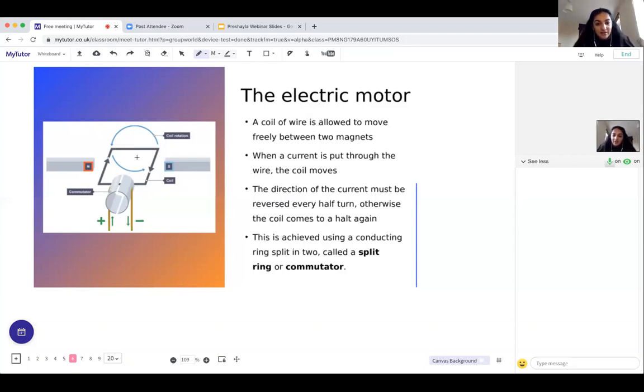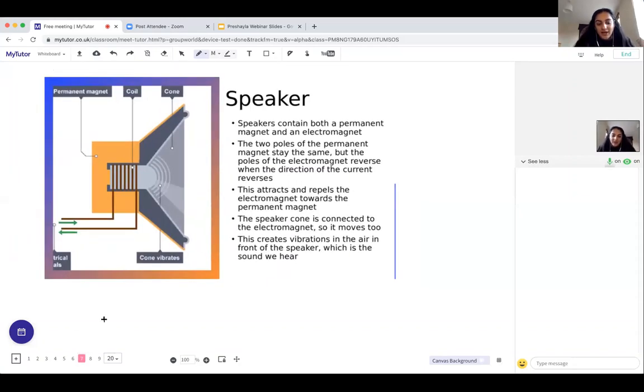Now, the direction of the current must be reversed every half turn, otherwise the coil comes to a halt again. So it flips round anti-clockwise, it gets to here, then it goes back, and it goes back, and it goes back. It never does a whole turn, okay? It gets reversed every half turn. And this is achieved using a commutator, okay? So you don't need to kind of know the ins and outs of a commutator. All you need to know is that the commutator is there so that it can keep in check the coil, okay? So making sure that the coil turns every half turn. That will make a little bit more sense later on when we look at AC and DC motors.